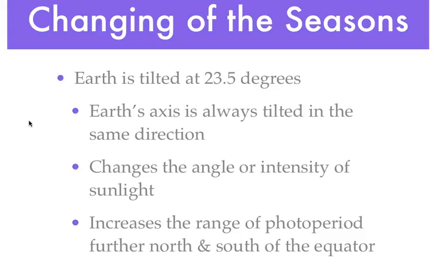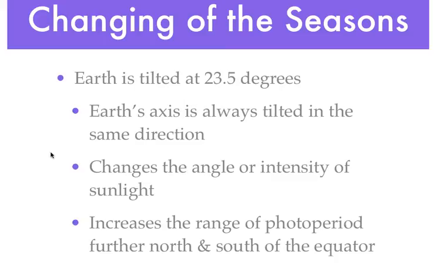Because of this tilt, the angle or intensity of sunlight changes throughout a year. So as Earth is revolving around the sun, the angle of sunlight changes, whether we get direct sunlight, which would mean really high intensity, so a lot of sunlight, or indirect sunlight, which means low intensity, or the sun is just not as bright and not out as long a time during the day.